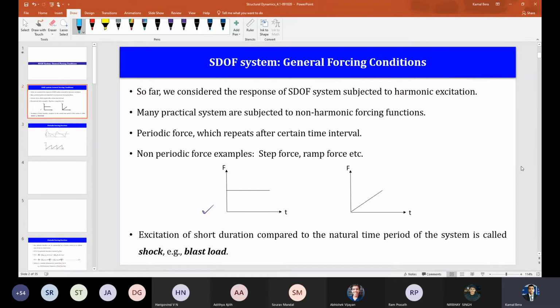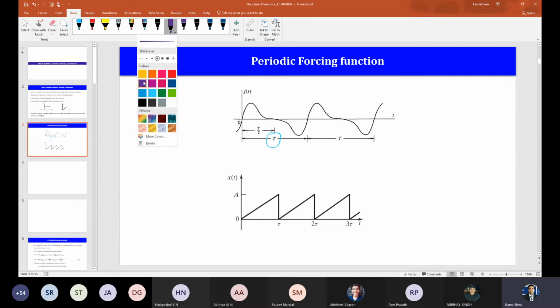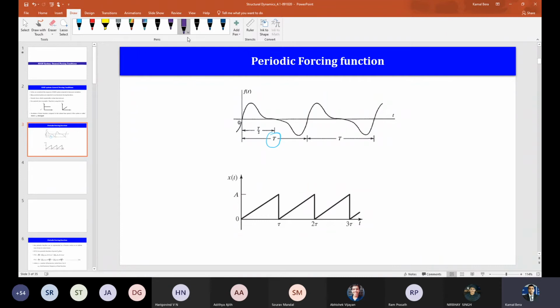An example is a blast load, which we call a shock load. Those types of loading we'll discuss after this. We'll discuss the shock type of loading, which happens for a very short duration. How to do that? Periodic loading repeats after a certain time interval T, but is not harmonic. So as I told, you can use the Fourier series.